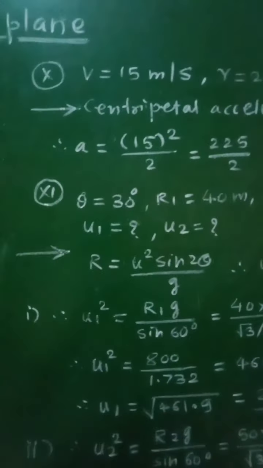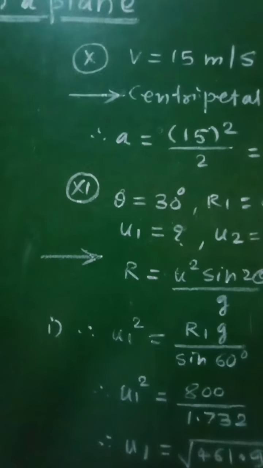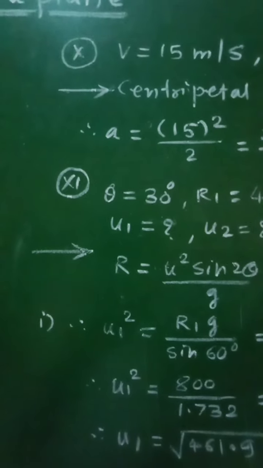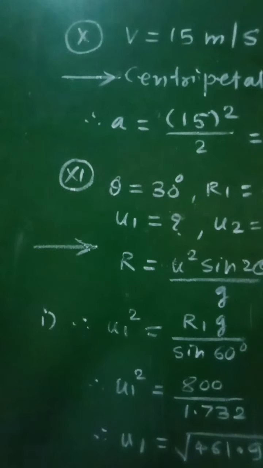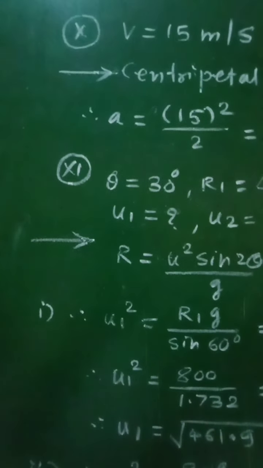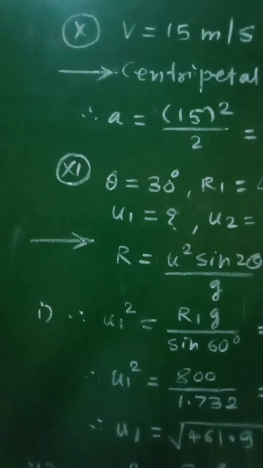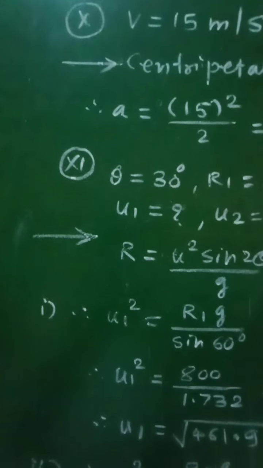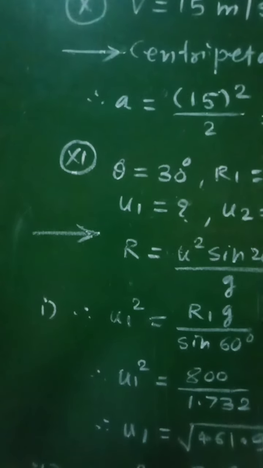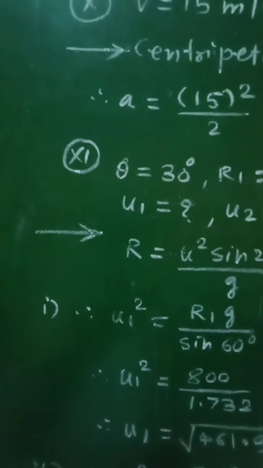Then let us go for the next numerical, that is numerical number 11, which is stated as: A projectile is thrown at an angle of 30 degree to the horizontal. What should be the range of initial velocity u so that its range will be between 40 meter and 50 meter? That is, horizontal range will be between 40 meter and 50 meter.